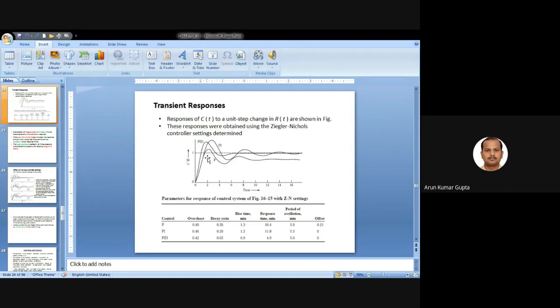Decay ratio is defined as C by A. C by A means how much it is going in the second round. So that is very less, in case of PID you can see almost 0. Rise time means when it reaches the set point for the first time. This is almost the same for proportional and PI, but for PID it is very less. So we are getting some additional benefits. By looking at the graph and comparing the parameters, you can say which controller is better.